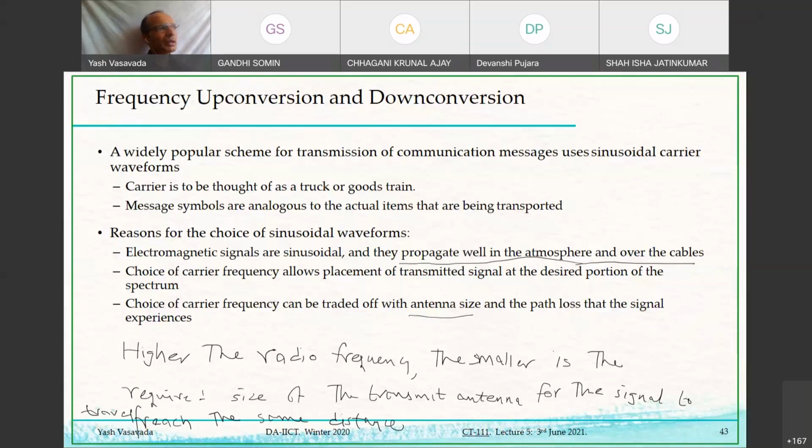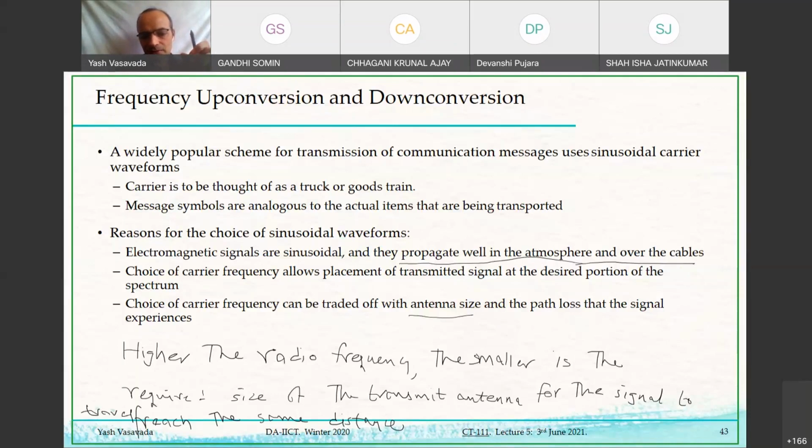Suppose I am putting up, I don't know, an FM radio transmitter in the middle of a city, and I want to cover the entire geographical area of the city and maybe some nearby villages. I say that I will need an antenna of some size, maybe 2 or 3 meters in diameter, if I am using a radio frequency of maybe 1 gigahertz.